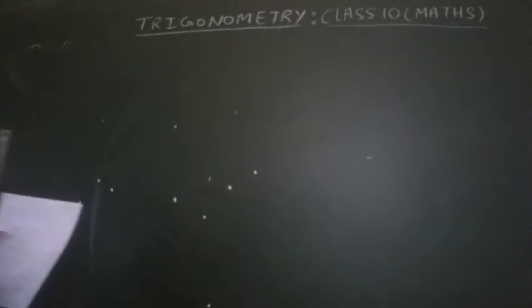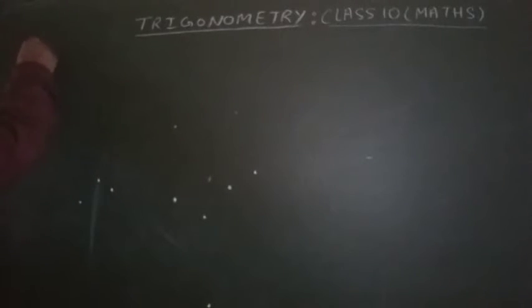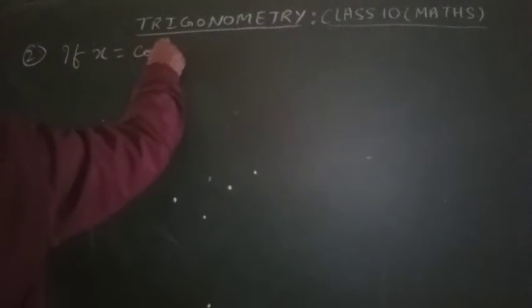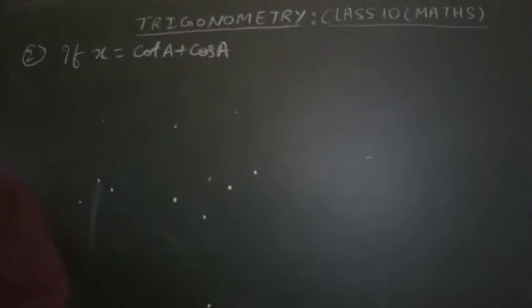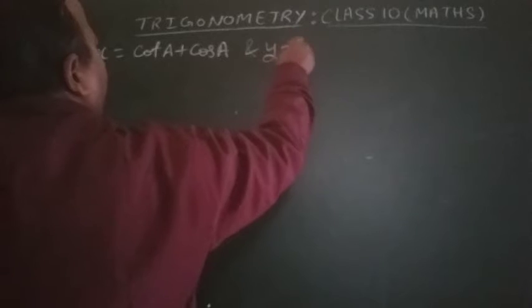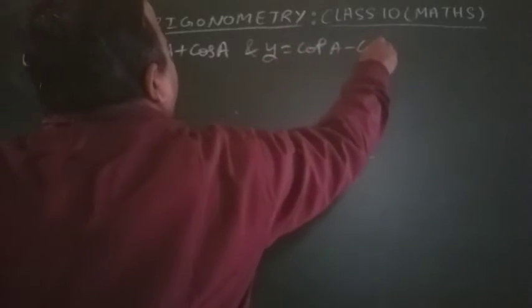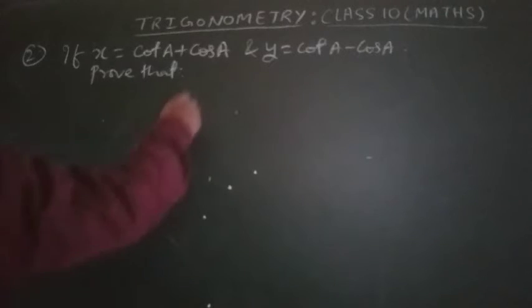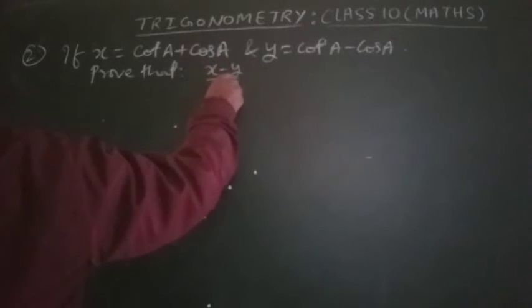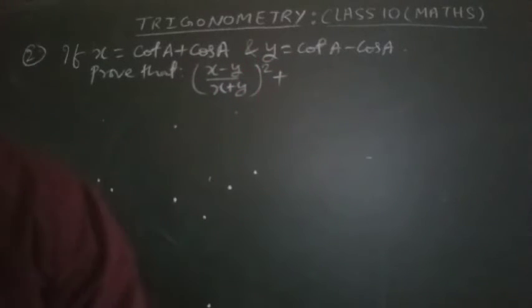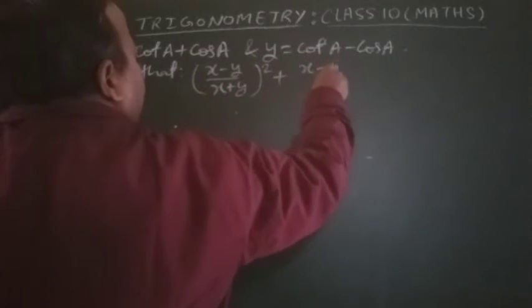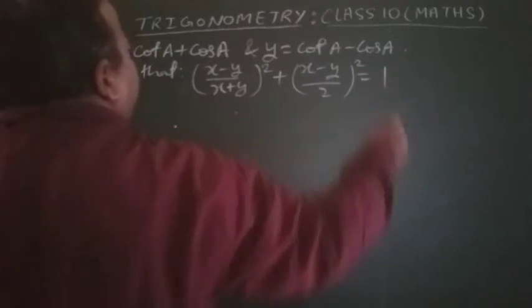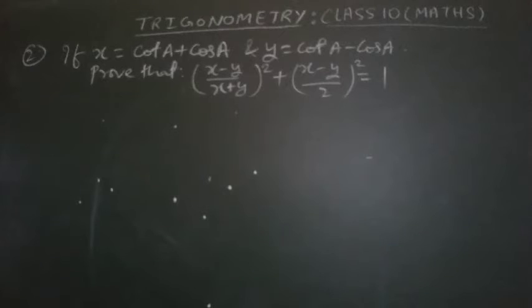Second question, number 2. If x equals cot A plus cos A, and y equals cot A minus cos A, prove that x minus y by x plus y whole square plus x minus y by 2 to the whole square. We have to prove the value will be 1.